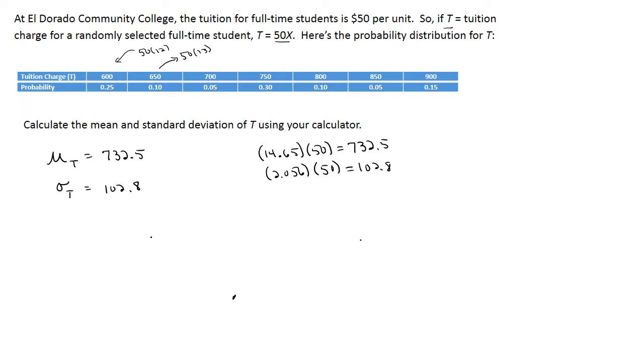So what I want you to see here is that when I'm trying to find the mu of T, well, T was just 50 times the X's. So this just becomes 50 times mu of X.